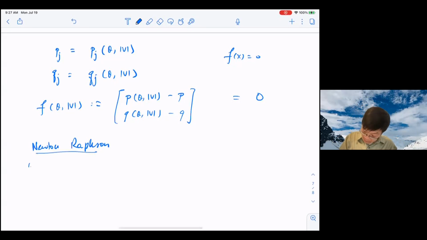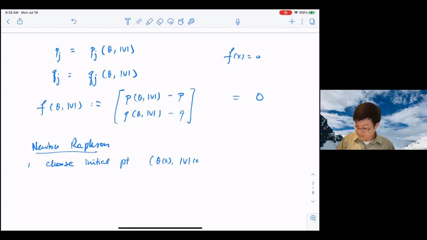So you choose the initial point, which is some theta at 0, v at 0. And the initial point is important. It determines whether you're guaranteed to converge or not. There's a theorem that gives you a sufficient condition under which you are guaranteed to converge to a local optimum. If it's a convex problem, then it's global. Otherwise, it may not be globally optimal.